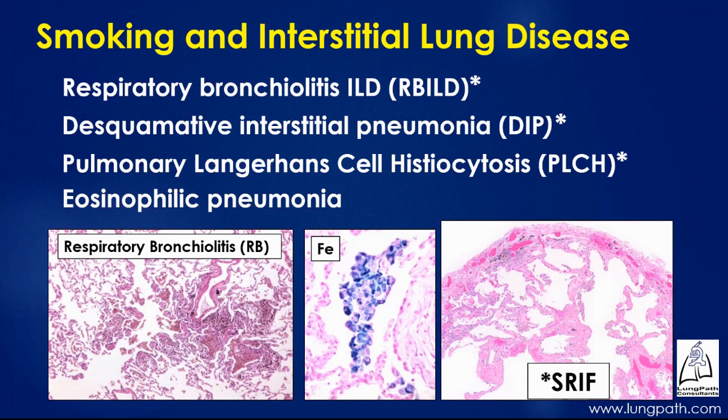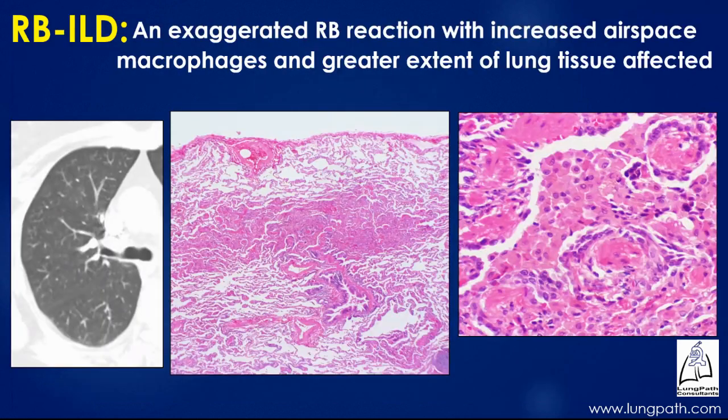They're irritating their small airways at the respiratory bronchiole, and there's going to be a secondary inflammatory reaction that includes a few lymphocytes and pigmented macrophages that will stain with iron. And as I said, just about everybody who smokes an appreciable amount will get a little bit of subpleural scarring in their lobectomy that we call smoking-related interstitial fibrosis, SRIF.